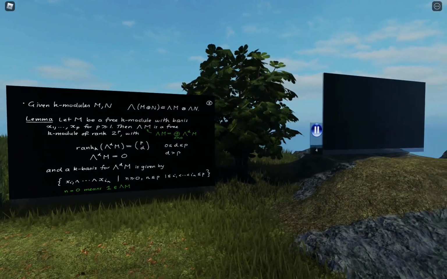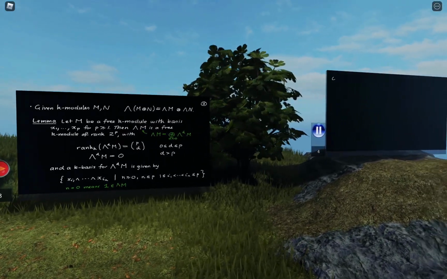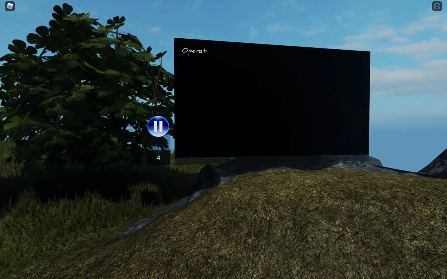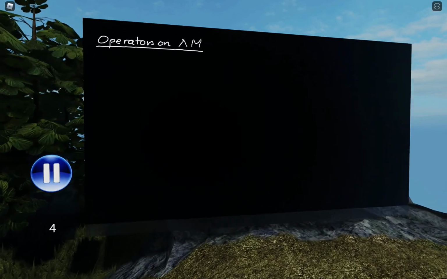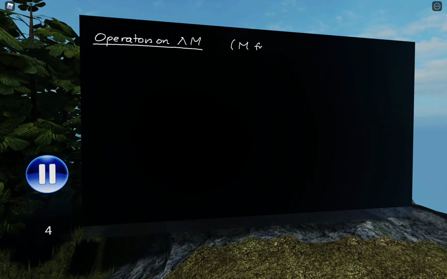So next I want to talk about operators on the exterior algebra. I'm going to keep the same setting as in the lemma. So here M is a free K-module on the basis x1 through xp. There are two natural operators on the exterior algebra, and in some sense these are the only operators on the exterior algebra. The first is kind of obvious: that is just multiplication, that is wedging.